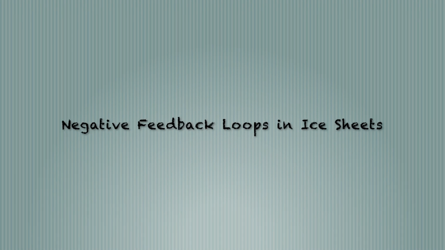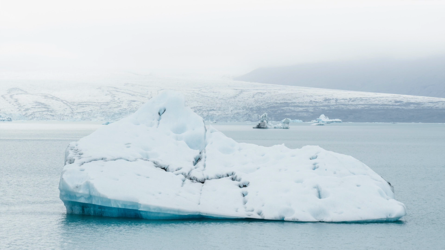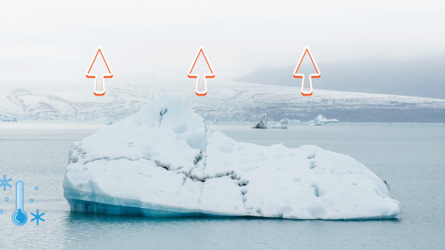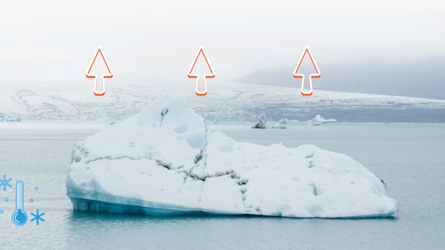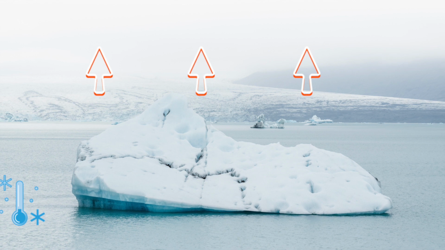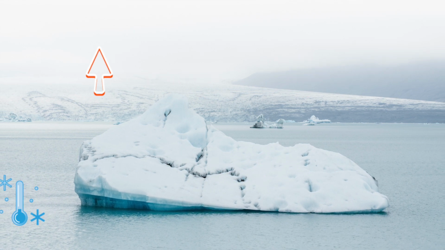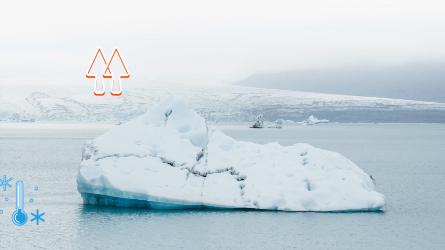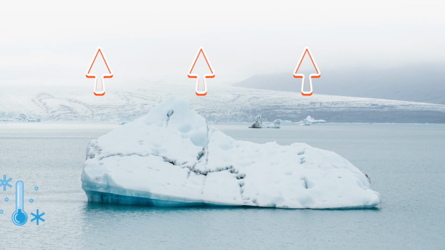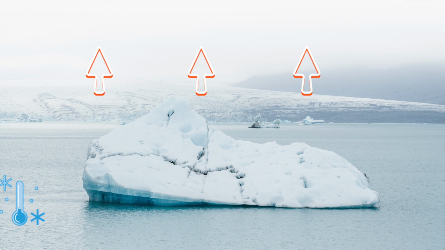Now let's look at a negative feedback loop in the system. Do you remember the part where I explained how the surface of ice reflects radiation back into the atmosphere? Well, this is actually a negative feedback loop at work. The more radiation that is reflected into the atmosphere, the cooler the planet becomes and the less ice melts. Unfortunately, this isn't happening at a rate which would counteract the positive feedback loop, which means we're still heading towards an ice sheet tipping point.